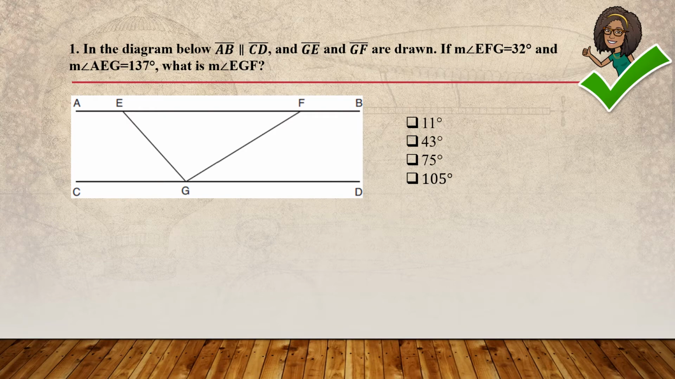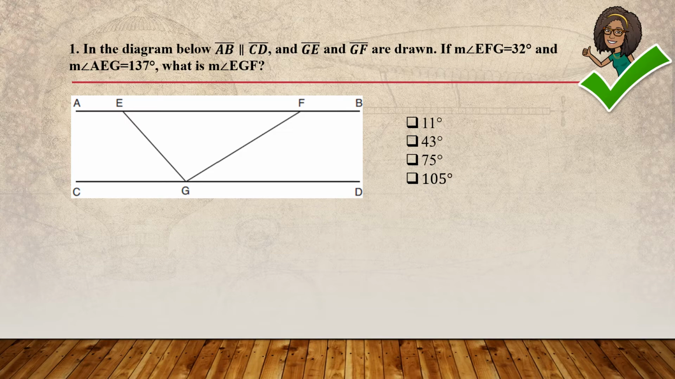All right, so let's look at number 1. So number 1 says in the diagram below, they give us some information about the line segments AB and CD, that they are parallel, and then we have line segments GE and GF drawn from those parallel lines. They tell us that we have angle measure EFG at 32 degrees and angle measure AEG at 137 degrees, and we're trying to find the measure of angle EGF. So I like to mark up my problem just to make sure that I know what I'm looking at.